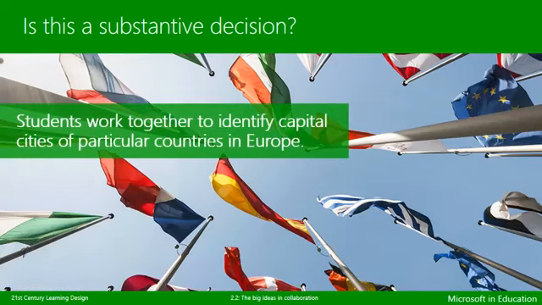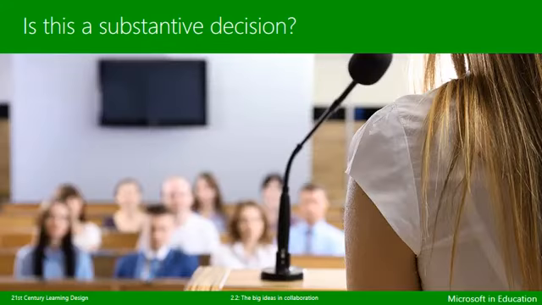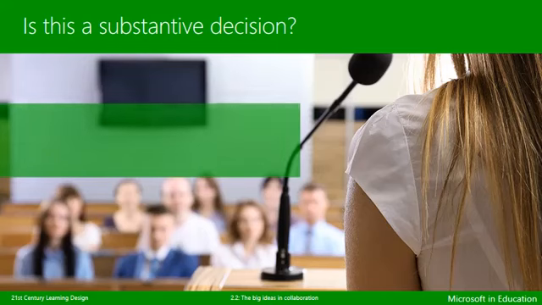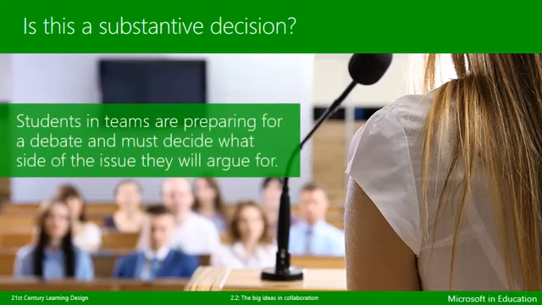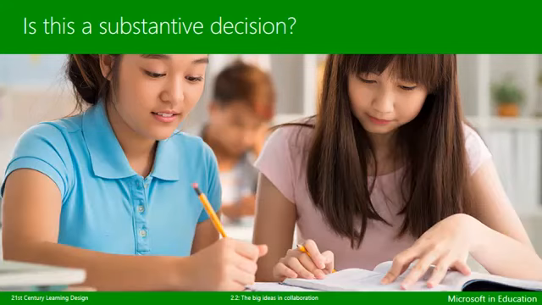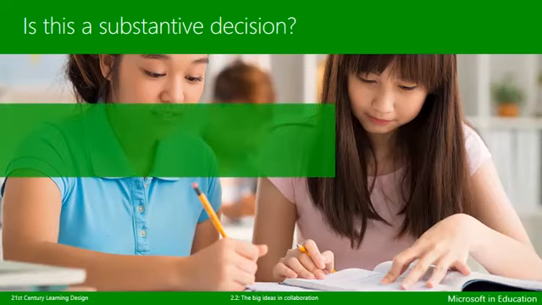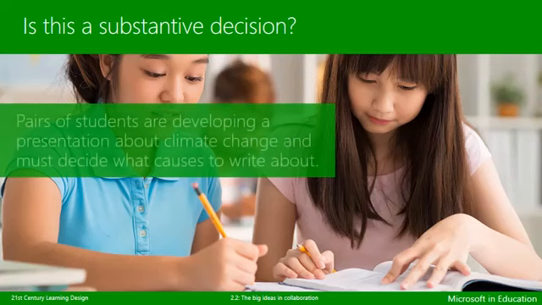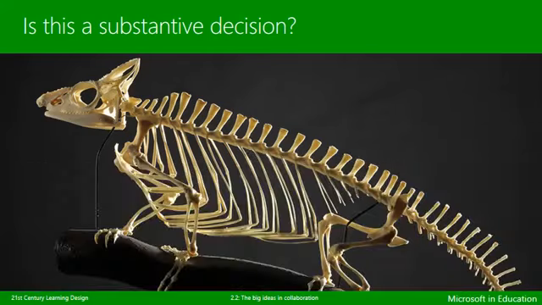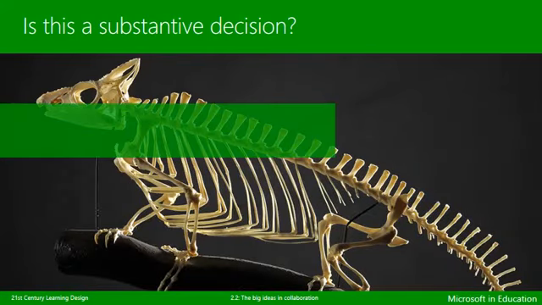Are students making substantive decisions if they work together to identify capital cities of particular countries in Europe? Are students making substantive decisions if they are working in teams to prepare a debate and decide what side of the issue they will argue for? Are students making substantive decisions if pairs of students are developing a presentation about climate change and must decide what causes to write about? Are students making substantive decisions if pairs of students choose which animal they will study?